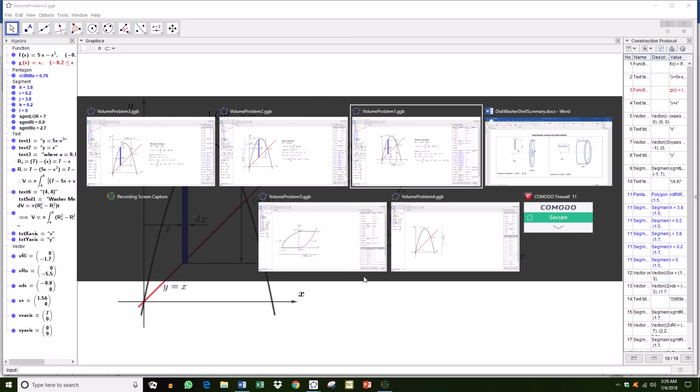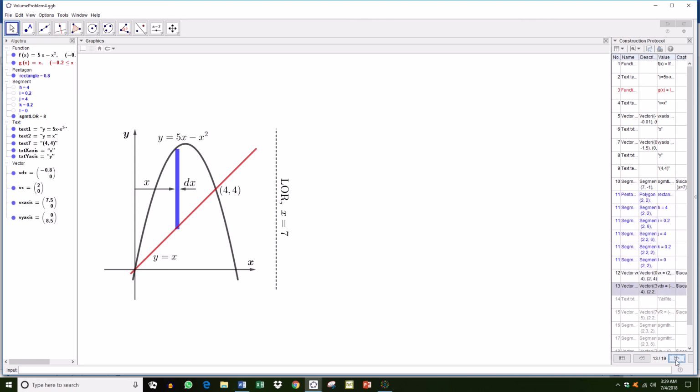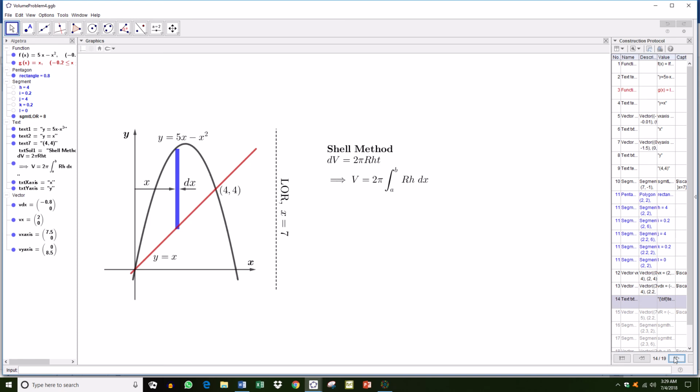Now I put the line of revolution over here on this side. First order of business is rectangle, x and dx, deciding which method. Rectangle parallel to the line of revolution, so shell. Formula is 2 pi r h t. We need to figure out what is r, h, and t, and we are done pretty much.